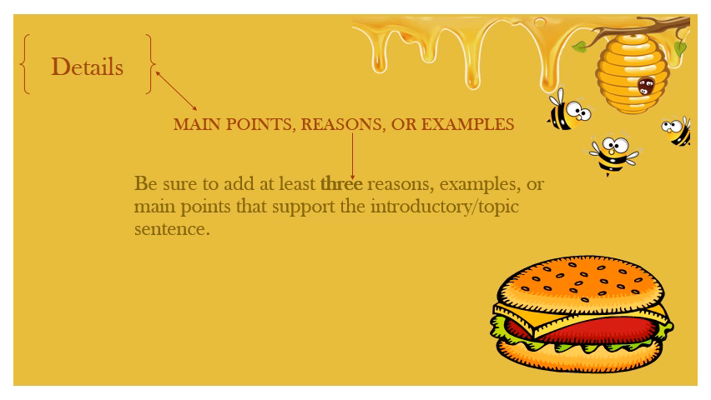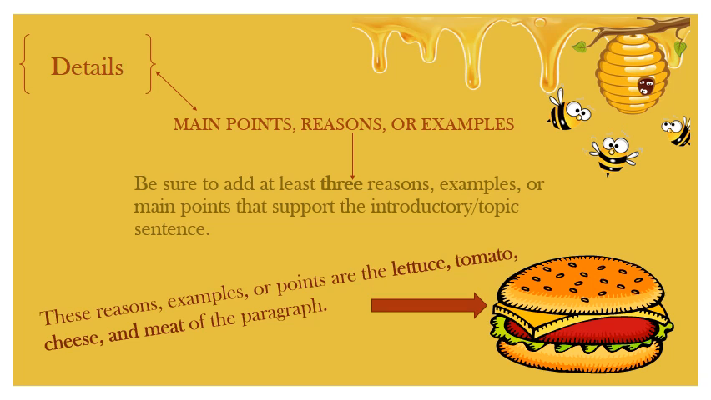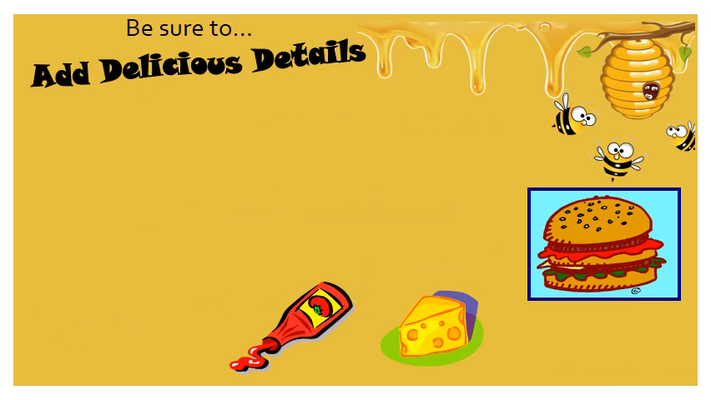What did we compare the details to in the hamburger sandwich? We compared the details to the ingredients, which are the cheese, meat, lettuce, and tomato. These reasons, examples, or points are the lettuce, tomato, cheese, and meat of the paragraph. So again, I repeat, the details are the main points that talk about the main idea mentioned in the topic sentence. There must be at least 3 details in the paragraph.